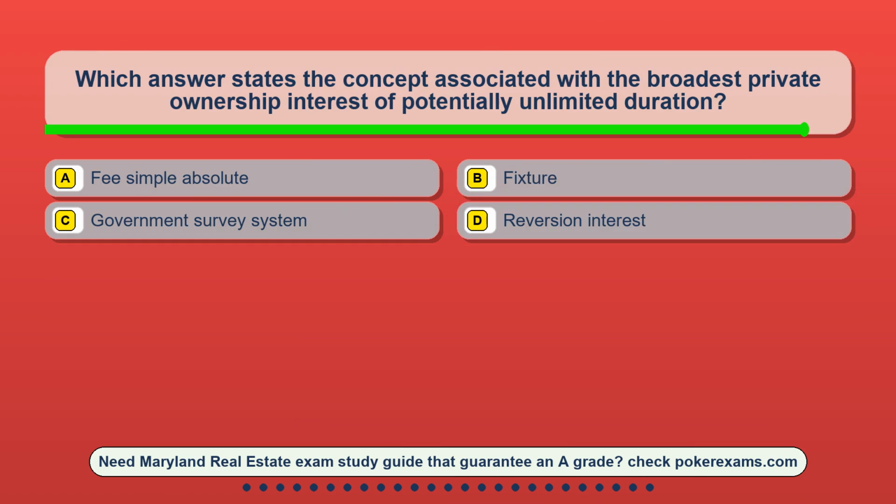Question 17. Which answer states the concept associated with the broadest private ownership interest of potentially unlimited duration? Option A, fee simple absolute. Option B, fixture. Option C, government survey system. Option D, reversion interest.